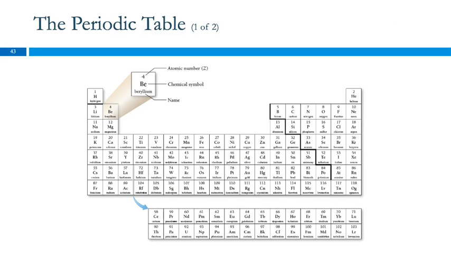On the periodic table, we have all of the elements listed and all of their atomic numbers are listed. So if we look at this blown up square for beryllium, there's the chemical symbol and the integer above it is the atomic number. So beryllium atoms contain 4 protons.